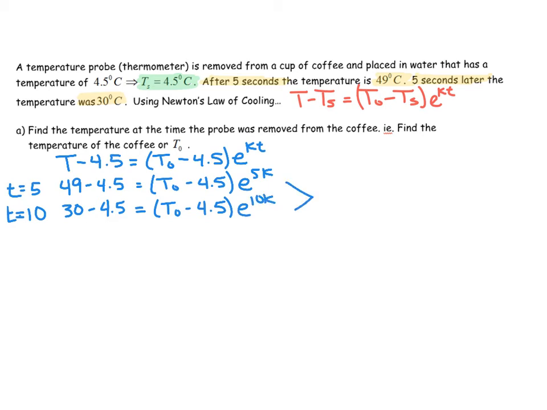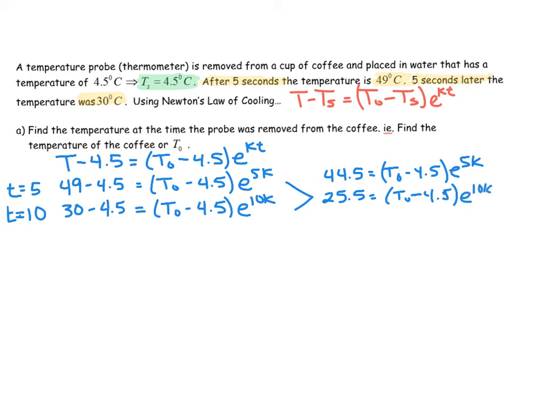So I'm going to take these two equations. The 49 minus 4.5, we're going to need to subtract that, so that's going to give us a value of 44.5, and that'll equal T sub 0 minus 4.5 e to the 5K. And then 30 minus 4.5 is 25.5, which will equal T sub 0 minus 4.5, and that will be e to the 10K.